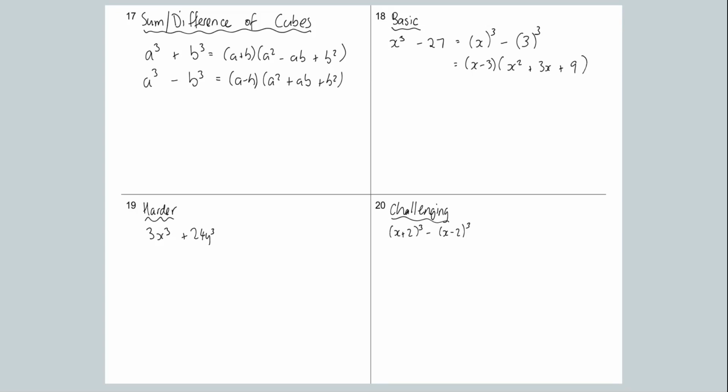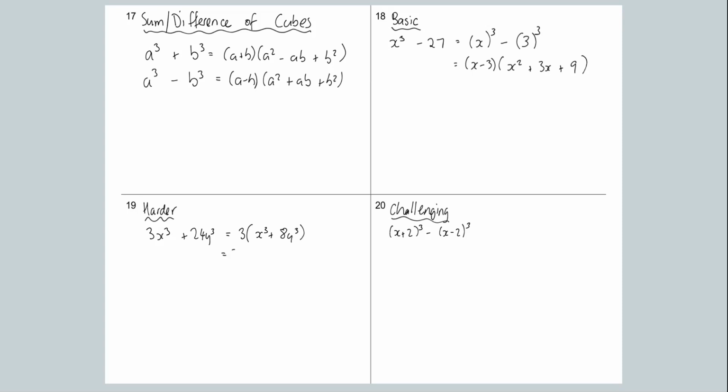3x cubed plus 24y cubed. The suspicion is that it is a sum of cubes. You've got a cube here, you've got a cube here. 3 isn't cubed, nor is 24. But please always remember your very first step when factorizing is to see if there's a common factor. And when I look at those 2 terms there, I can see there's a common factor of 3. That leaves me with x cubed plus 8y cubed.